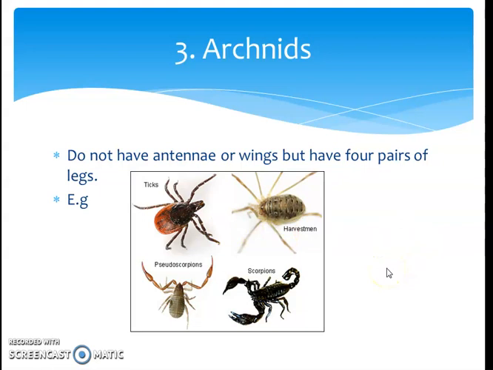If we have to look at them and we want to put them in this particular group, we have to look at their number of legs. They cannot fly, they don't have wings. Animals belonging to this group are without wings, so it means they are unable to fly.